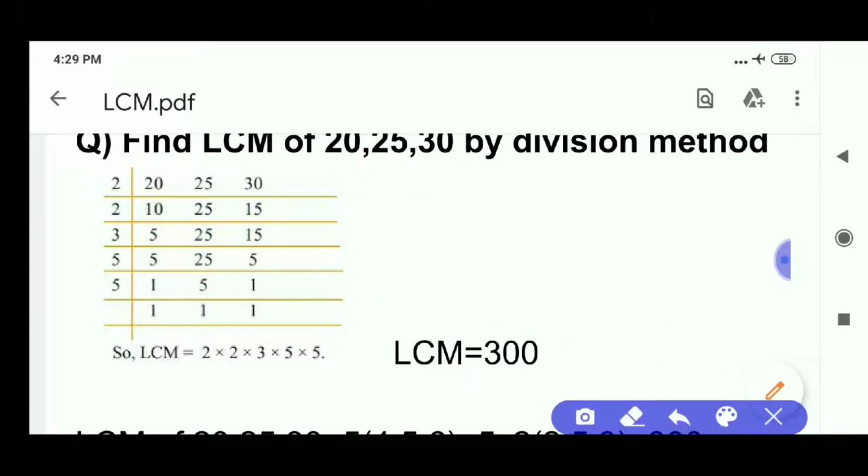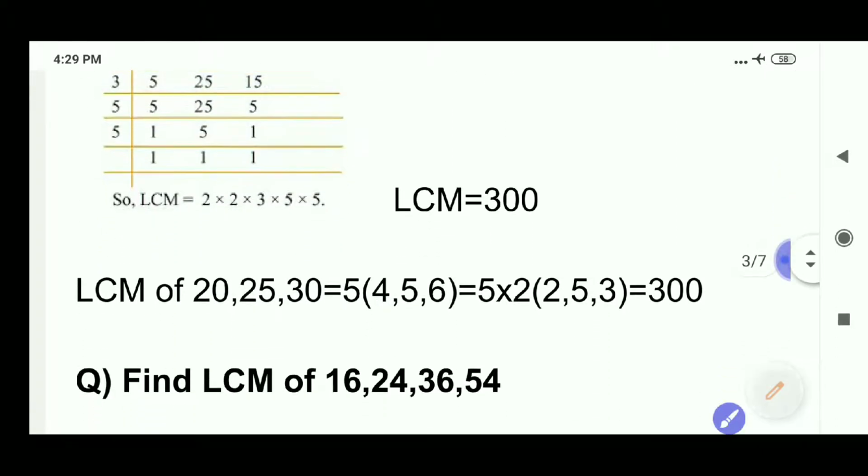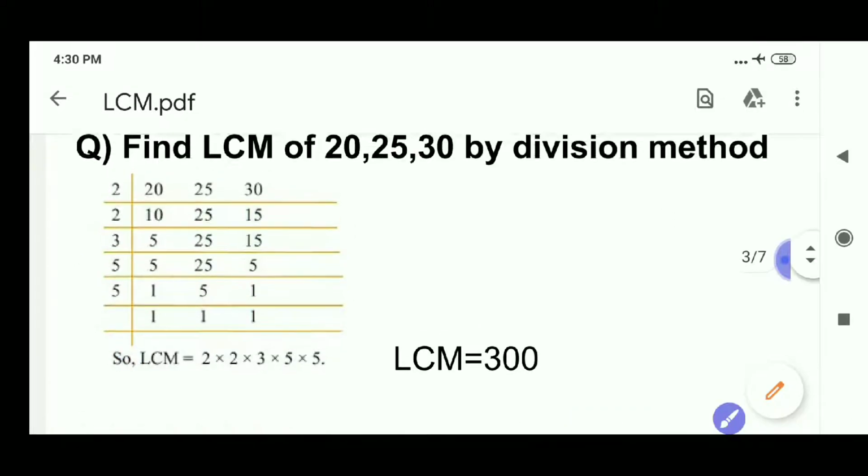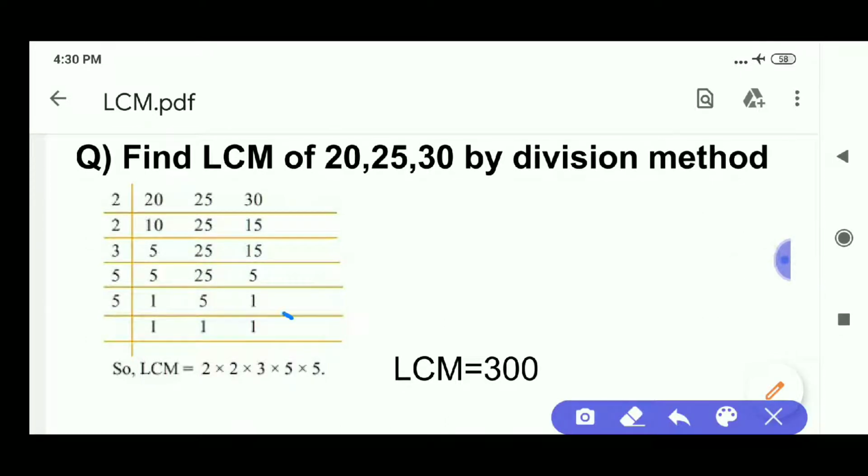3 5s are. Now with 5. 5 1s are. 5 5s are. 5 1s are. Again with 5. 5 1s are. 1 is copied and 5 1s are. 1 is again copied. It was finished because all are 1s. Now multiply from top to bottom. Now we get its answer as 300.